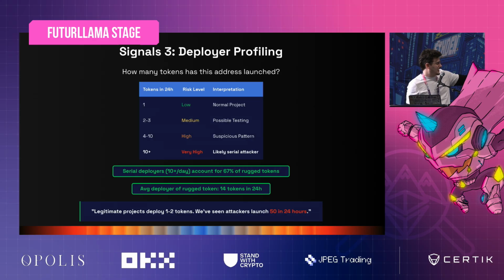So math talks for itself. Here you can see it. An average deployer deploys 14 tokens in 24 hours. Normal legitimate projects don't deploy more than 2 tokens, maybe one for governance and the other for tokenomics. So that's more than normal behavior for any of the projects.